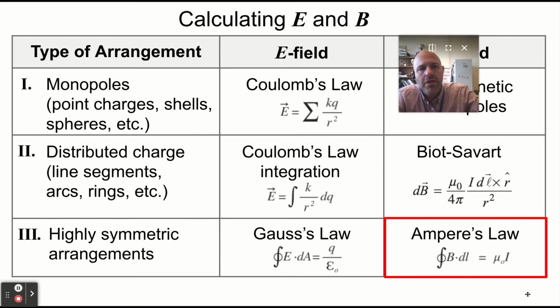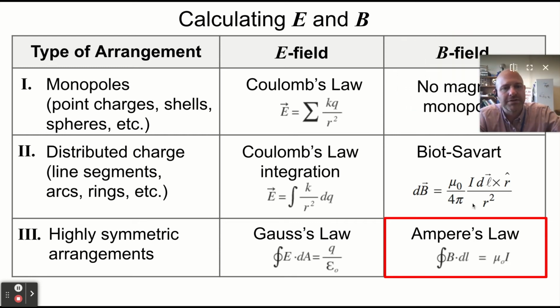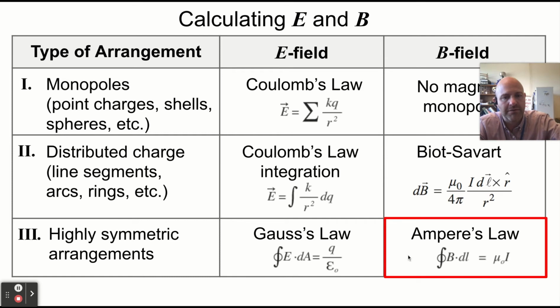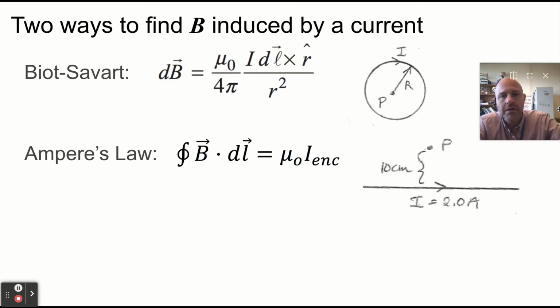Now, that is, of course, the Biot-Savart method. But we want to see that we get the same result using Ampere's law, which is much simpler and allows us to use the shortcuts and tricks we learned from Gauss's law in electric field. So how do we do this?